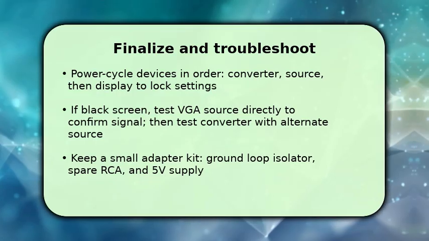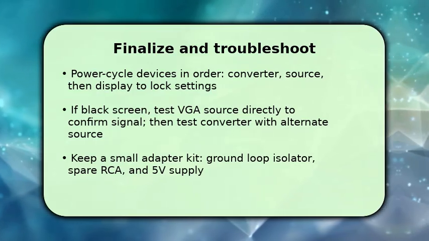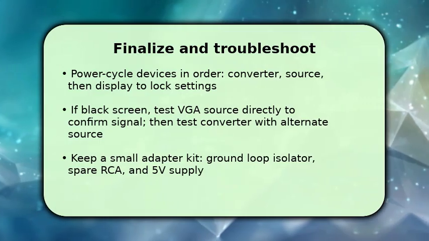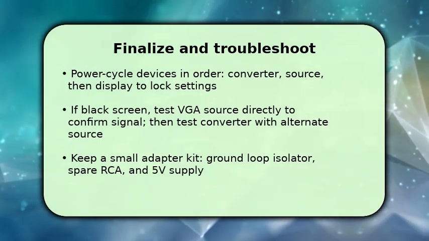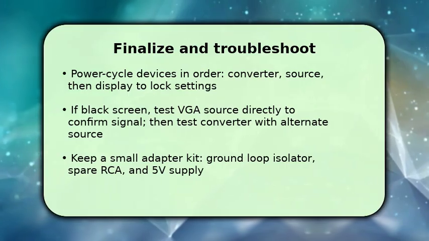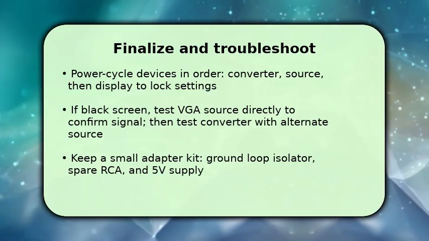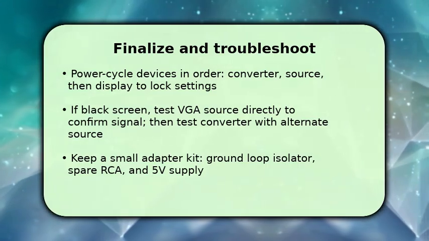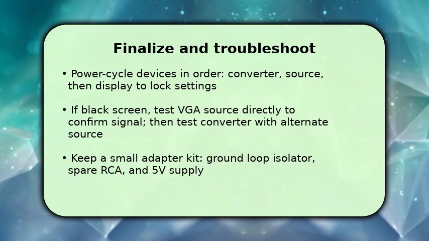You should verify audio and video sync, tweak aspect if needed, and secure all cable clamps. If you see no picture, first confirm the VGA source outputs to another monitor. If that works, the converter or cabling is suspect. Key troubleshooting tip: try a different 5V supply and short, well-shielded RCA cables. Many issues are power or cable related.